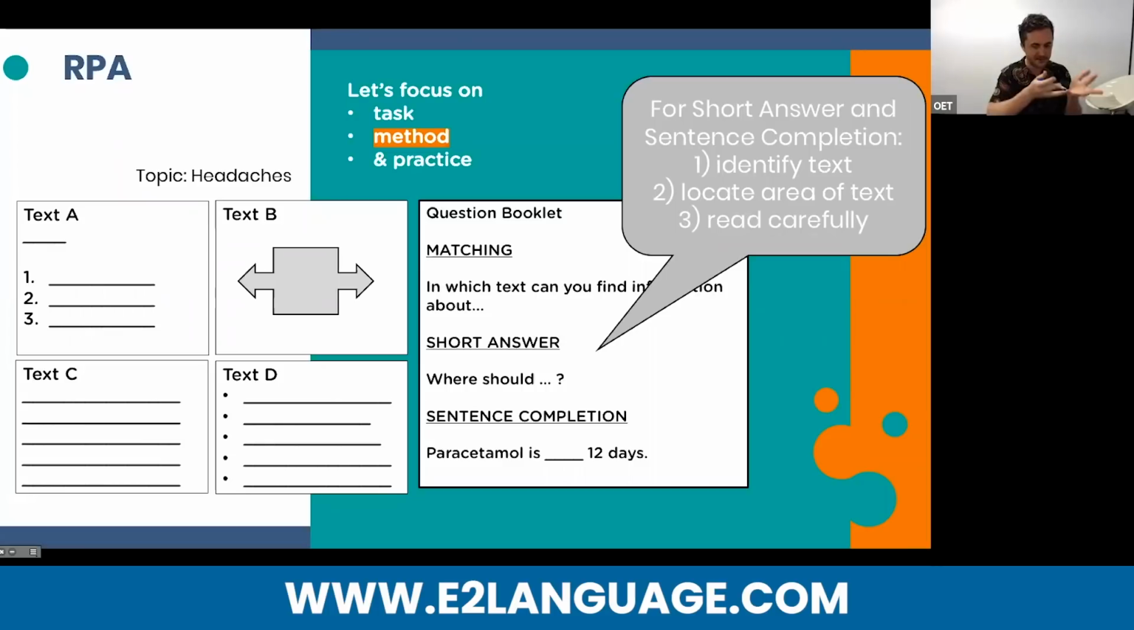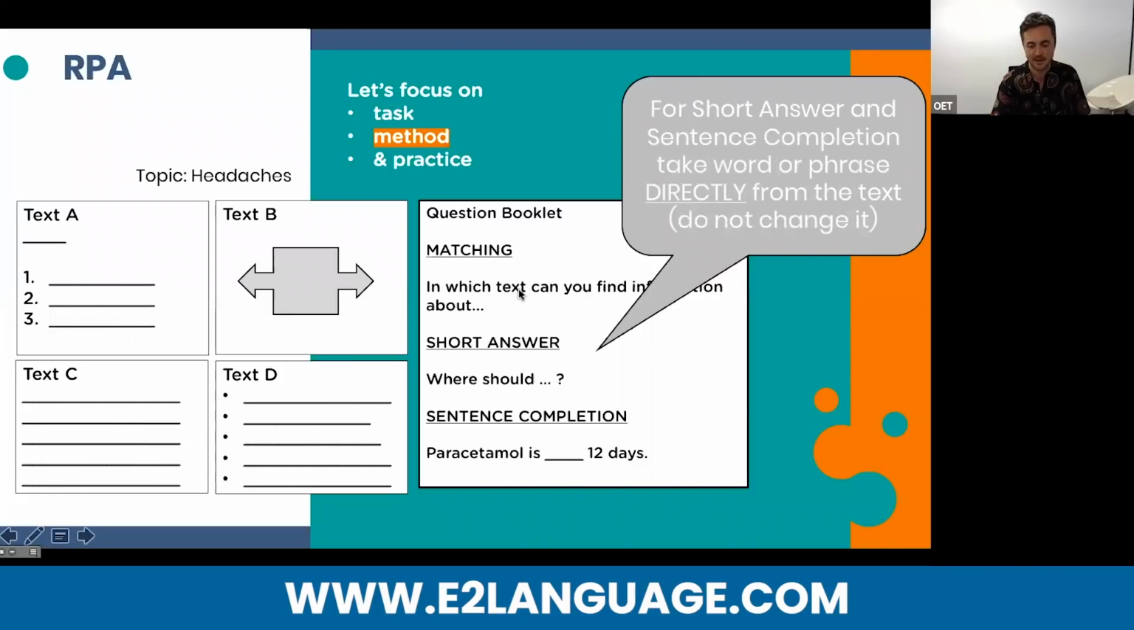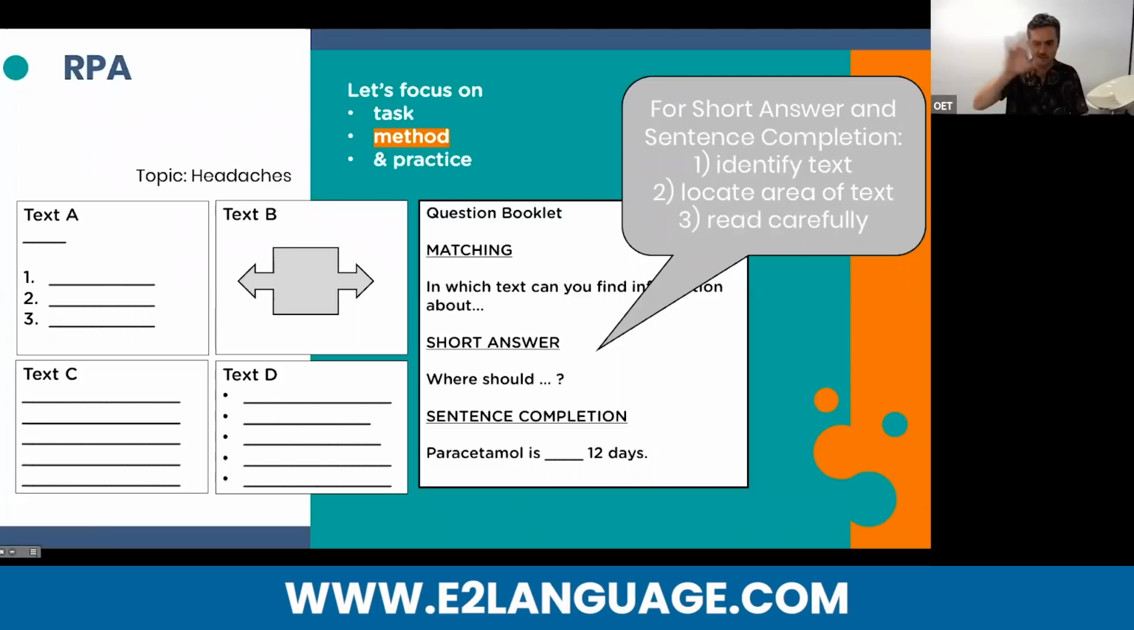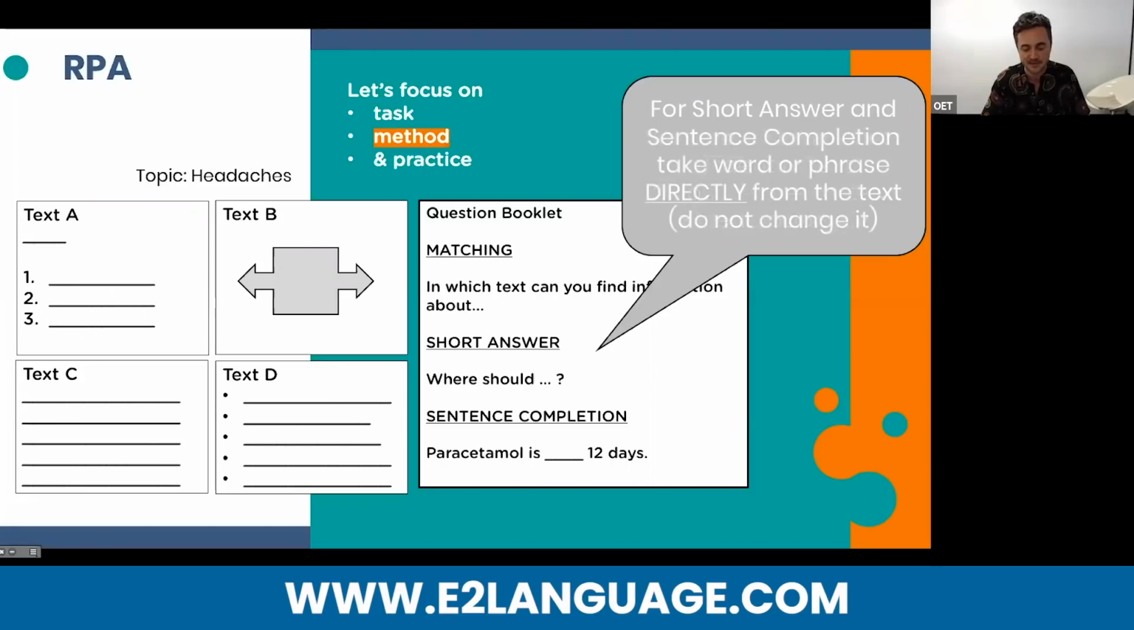Then we locate the area of the text there in text A, because we see something about eyes. We use that keyword, and there's eyes. And then we read even more carefully and it says pulsating sensation or pulsating feeling. They won't use the same language. They'll use synonyms. And then we've got our word, pulsating. So that's how we approach that one. And it's the same thing for the sentence completion as well. Identify the text, look more closely, find the particular word or short phrase. Now, this is really important here.